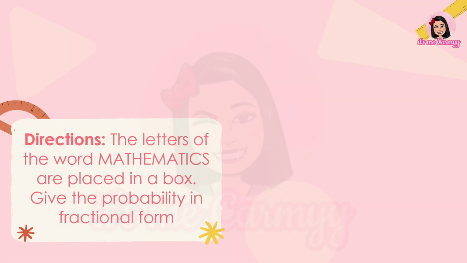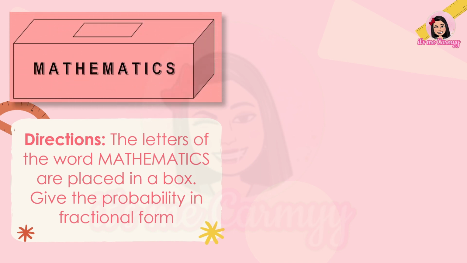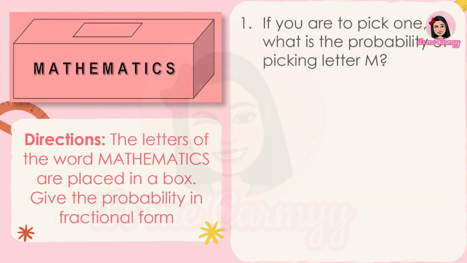So next, proceed with another activity. Directions: the letters of the word MATHEMATICS are placed in a box. Give the probability in fractional form. So here is the word MATHEMATICS. Questions. Number 1: if you are to pick one, what is the probability of picking letter M?